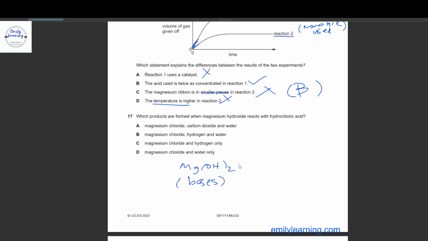If you have a basic hydroxide plus hydrochloric acid, so a base plus an acid, you get a salt and water. The salt formed will be magnesium chloride. So magnesium chloride and water are produced, and the answer should be D.